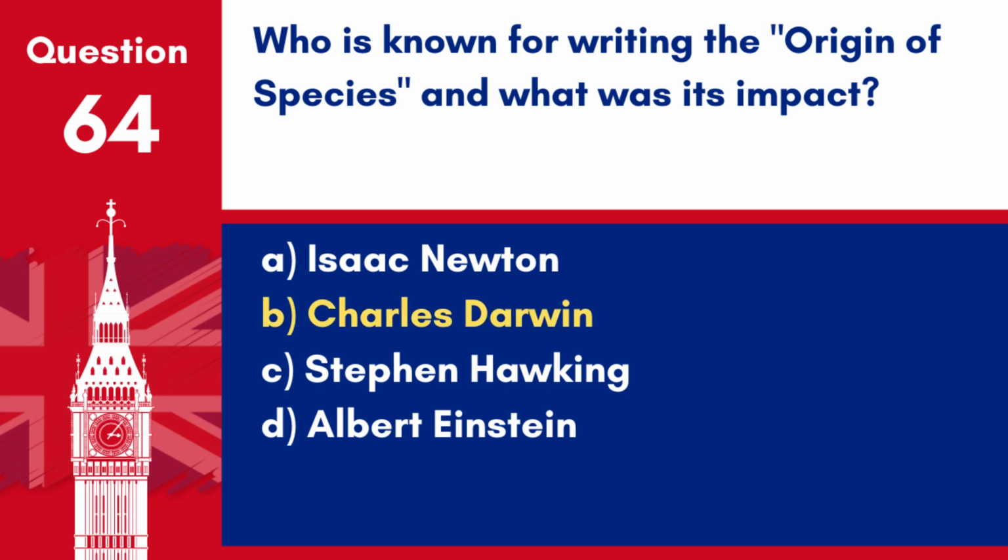Answer: B. Charles Darwin. Charles Darwin wrote On the Origin of Species in 1859, which introduced the scientific theory that populations evolve over generations through a process of natural selection. It profoundly changed the understanding of natural history.